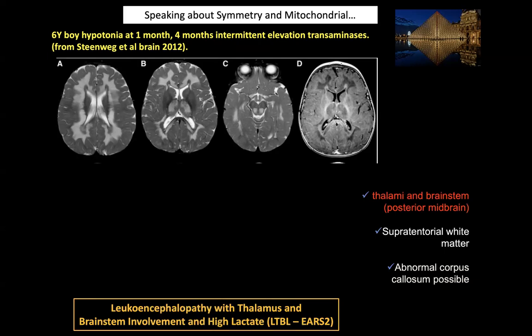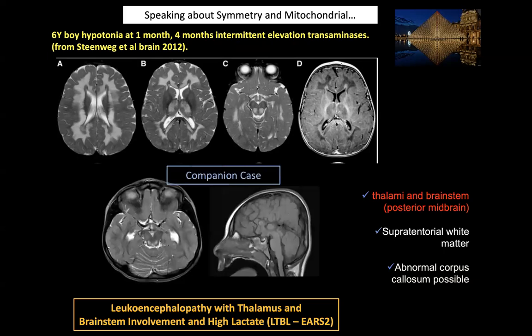There is lactate, and is leukoencephalopathy with thalamus and brainstem involvement and high lactate, LTBL, ERS2, so another gene, same group of genes involved. So thalami and brainstem, posterior midbrain, very, very typical. Remember, you can have some situation where the corpus callosum is involved.